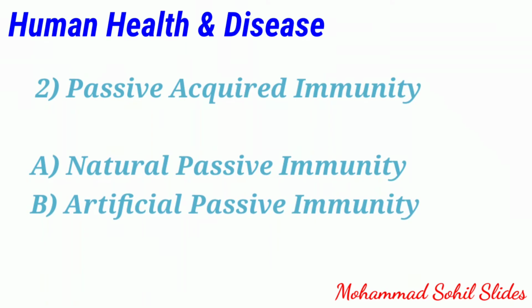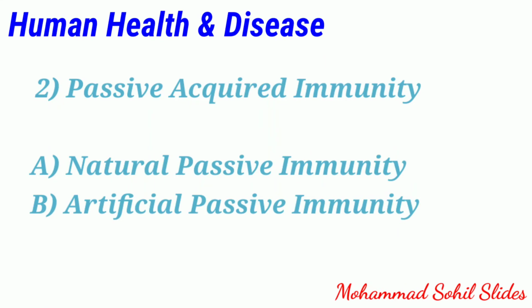Now coming to the second type of acquired immunity, that is passive acquired immunity. Passive immunity is developed by the organism as a result of transfer of antibodies which are developed in another organism. It is of two types, that is natural passive immunity and artificial passive immunity. First, natural passive immunity. In this type of immunity, the antibodies are transferred by natural way.